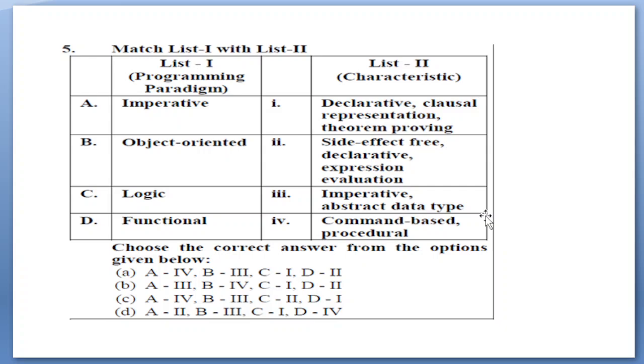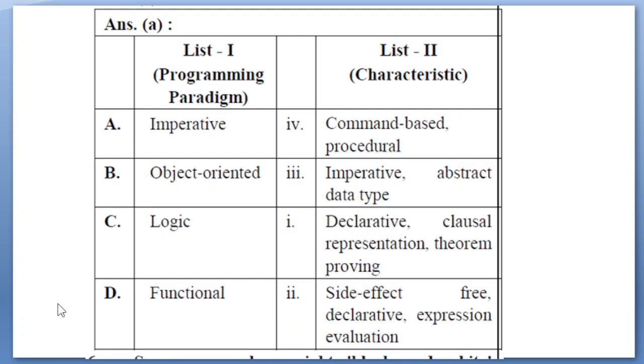Next, look into another question, a programming paradigm related question. They have given four types: imperative, object oriented, logic, functional. And their related keywords are also given on the right side. We look into the answer. Here the answer is option A, imperative. Imperative is command-based, procedural. Object-oriented means imperative and abstract data types. Logic means declarative or causal representation, theorem proving. Functional means side effect free declarative evaluation.